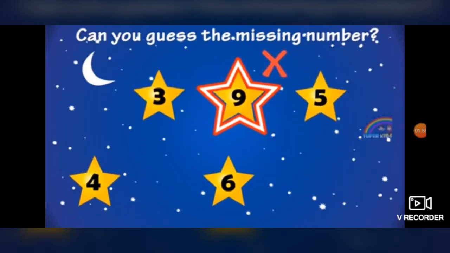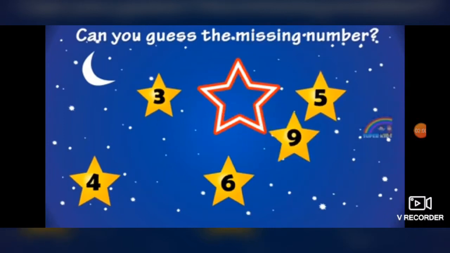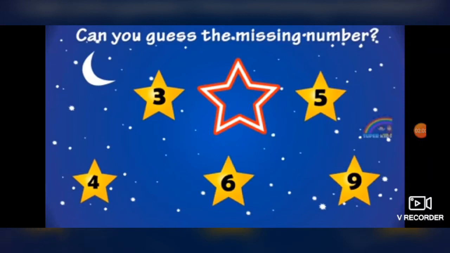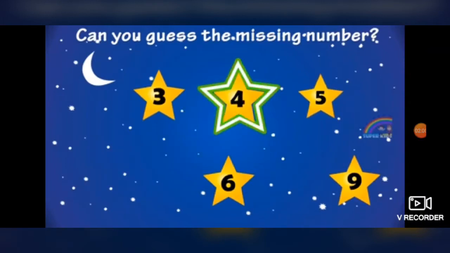Number 9. No. Again count. 3, 4, 5. So what will come? The missing number will be 4. 3, 4, 5. It's correct. Alright.